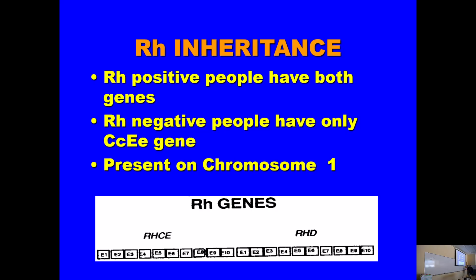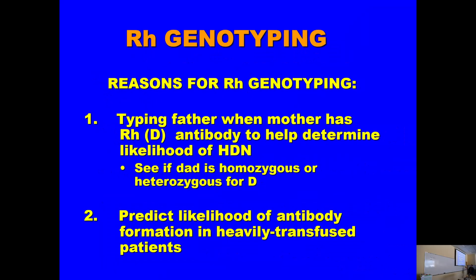Rh is present on chromosome 1. This will get important later on in the class. Remember, ABO is on 9, Rh is on 1. When we start talking about problems in blood banking, we'll talk about that, and where the problems come in. So why do we worry about Rh genotyping?